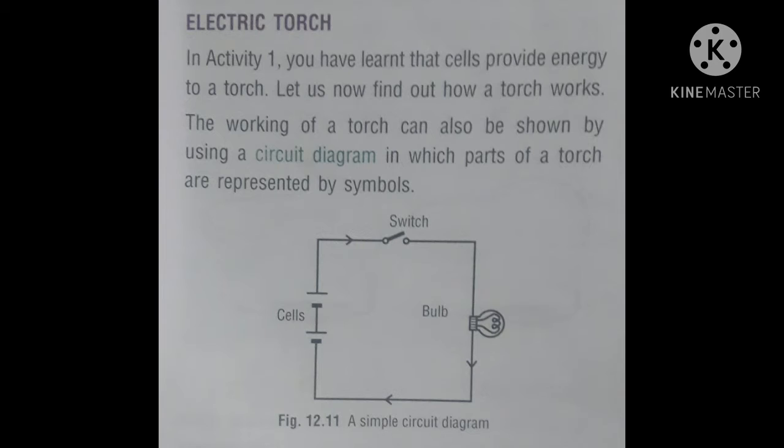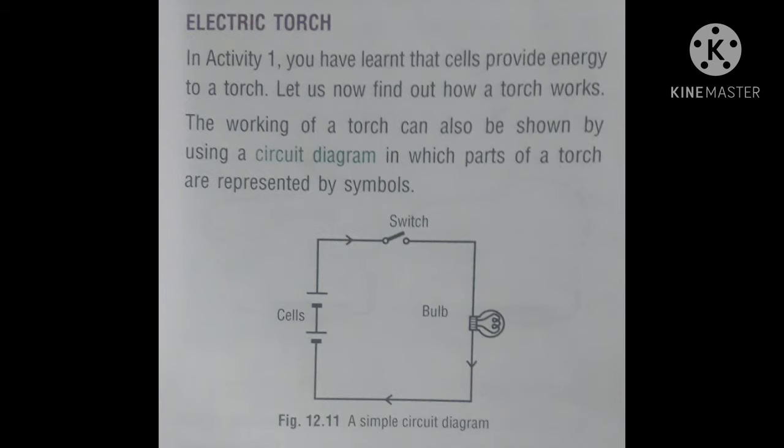The working of a torch can also be shown by using a circuit diagram in which parts of the torch are represented by symbols. Now you are seeing a circuit diagram in which the cells, bulb and the switch are represented. When the switch is on, then the bulb glows. In the diagram, two cells are taken.